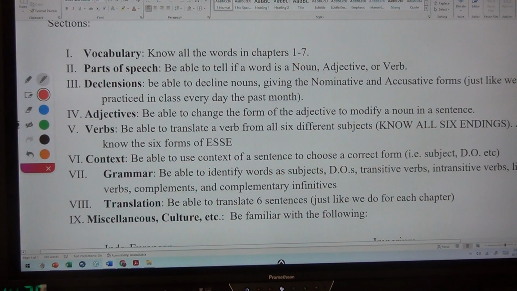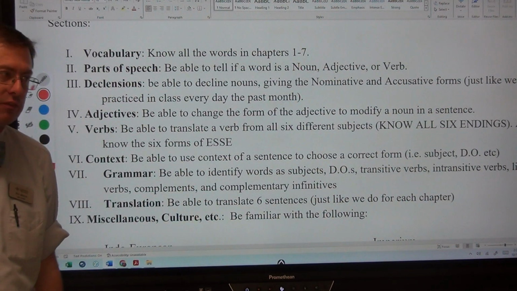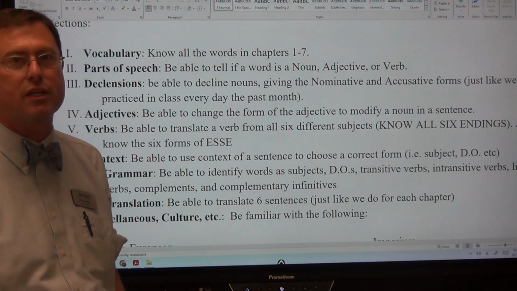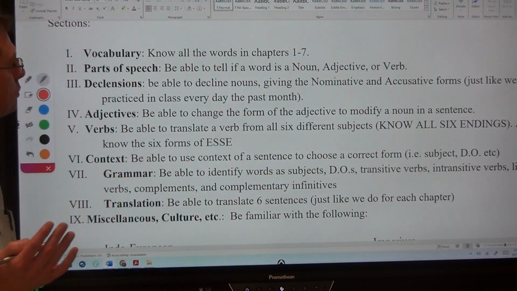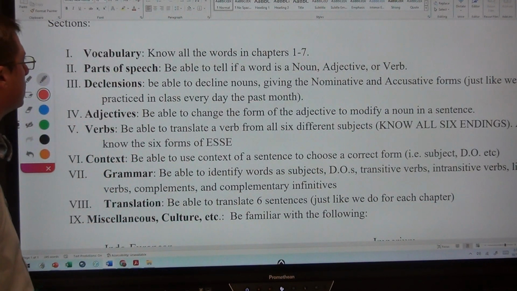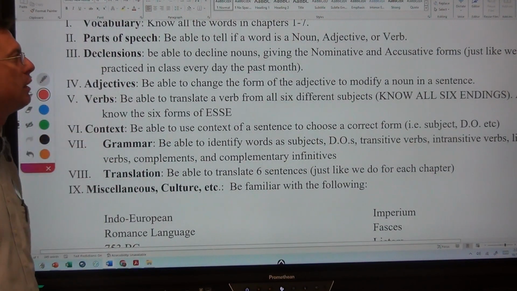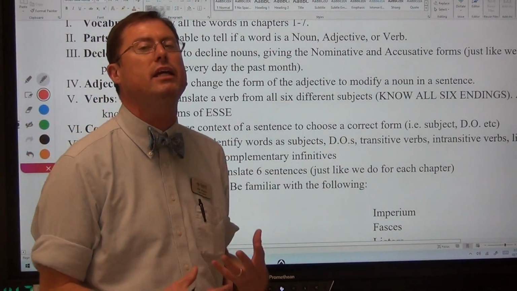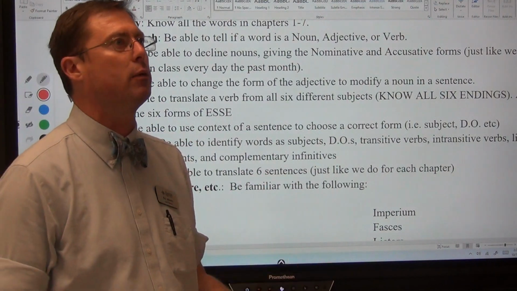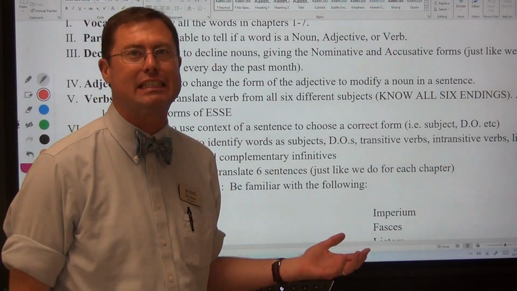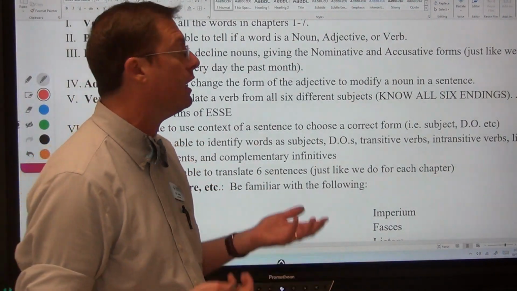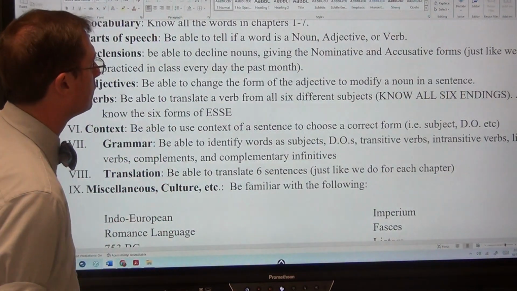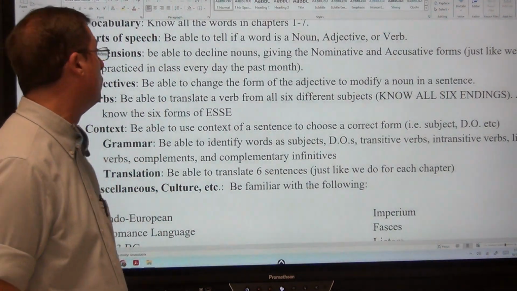Particularly, first and foremost, make sure that you know your vocabulary, all of the vocabulary that we've encountered in chapters 1 through 7. That is why we have made an actual quiz over each one of those chapters. Parts of speech, you need to be able to tell whether it is a noun, adjective, or verb. Helping is knowing what the word actually means, but also the form of the word could help you, because think about verbs: o, s, t, mus, tis, nt, or infinitive with an re helps you know that it is a verb as opposed to a noun and an adjective who have their own endings.